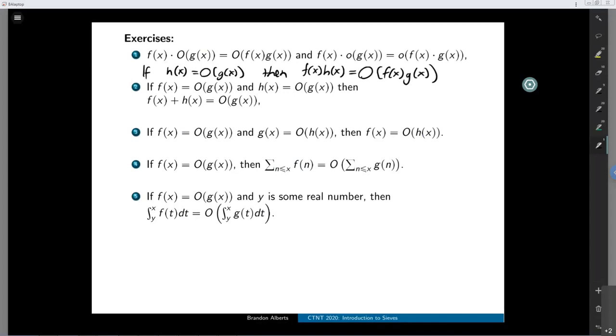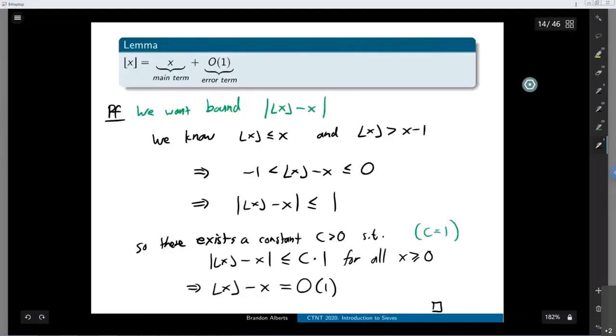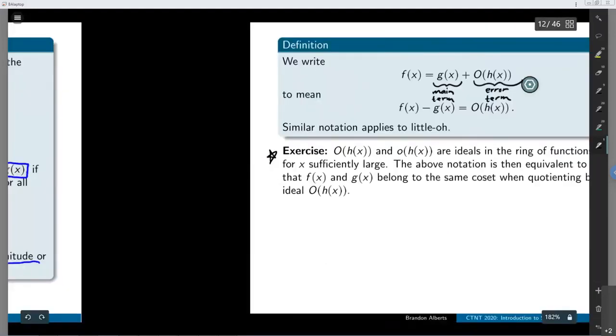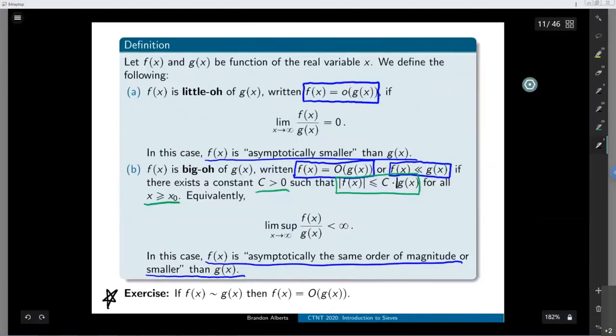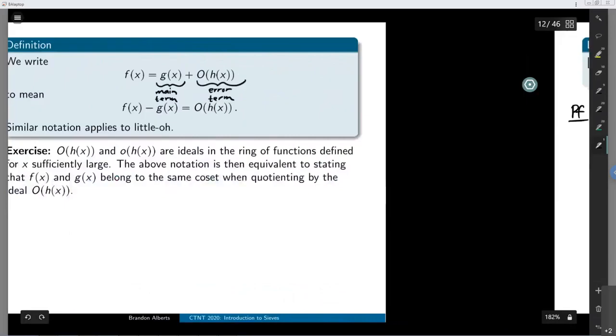Ken asks in the chat, just making sure g has to be a positive function here. Yeah, you really want g to be a positive function. I guess if I go back to the definition, maybe if I put absolute values on the g here, it still works out. But typically you want g to be a positive function so that you can just make sure to keep track of this upper bound is positive and you're talking about positive things. You don't want to worry about signs with the big O and little o.